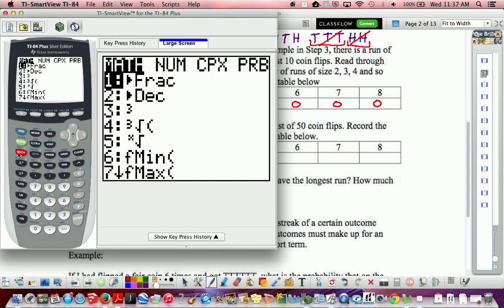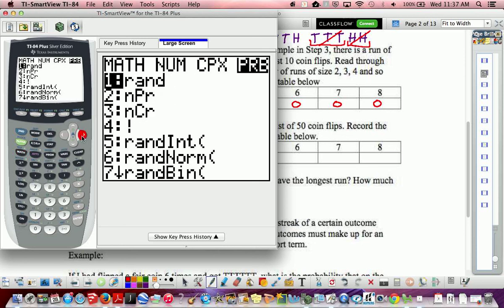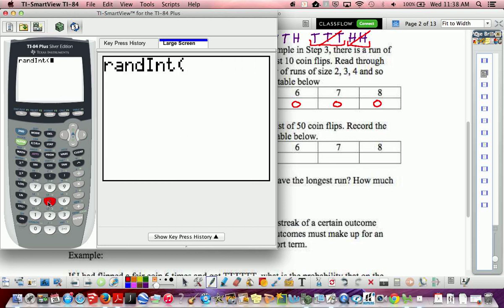You go to this math menu and you'll see in the upper right corner PRB, which stands for probability. So I'm going to use my right arrow and highlight probability. Okay. What I'm going to choose is where it says random integer. It's number 5 for me, but depending on your calculators, it could be a different number. But I want to choose this function, random integer.